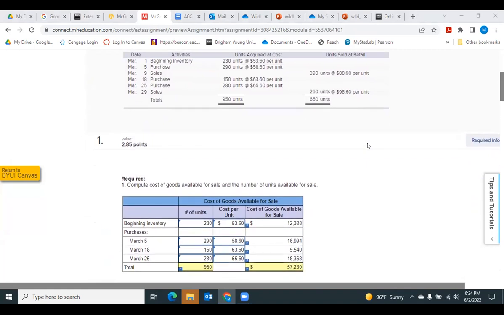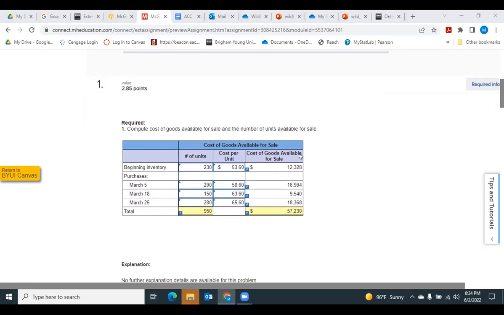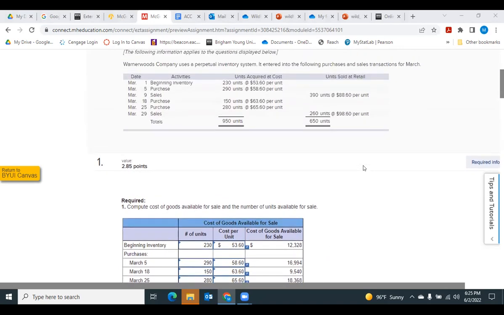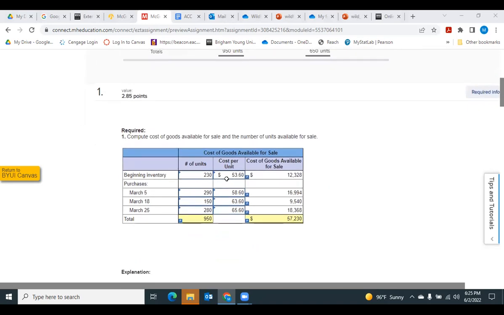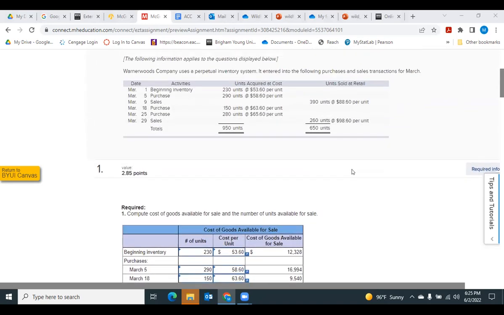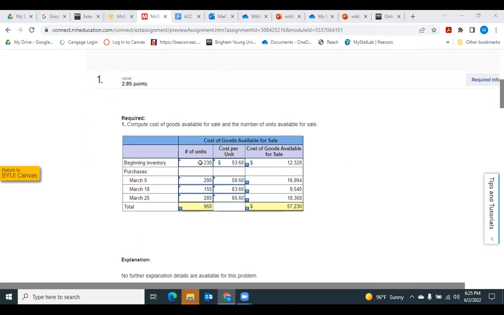So for number one, it tells us to compute the cost of goods available for sale and the number of units available for sale. So on this first part, there's no first in, first out or last in, first out. They're just asking us to figure out how many units we have and the total cost of the goods. So the way they have it set up here is they want us to do the beginning inventory of 230 units at 5360. And it doesn't give us the total, so we have to multiply that out, right?